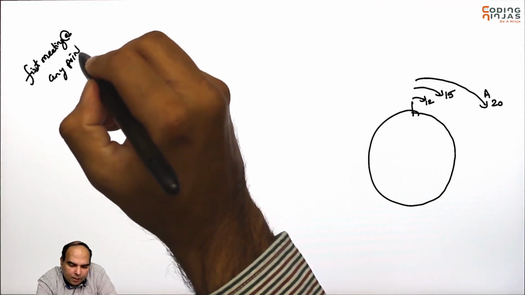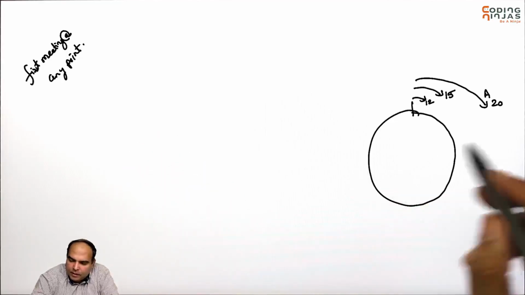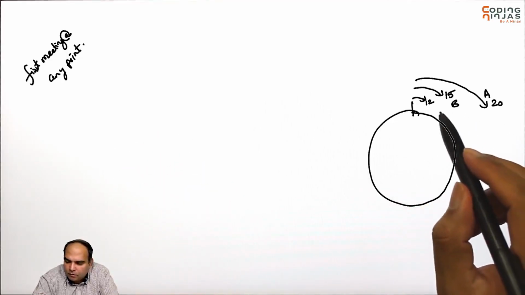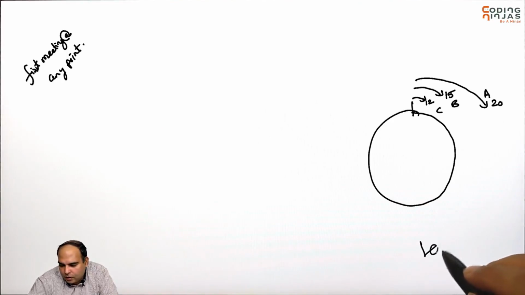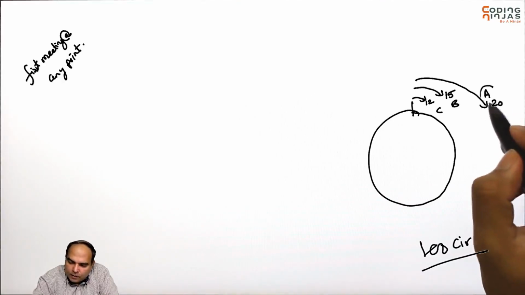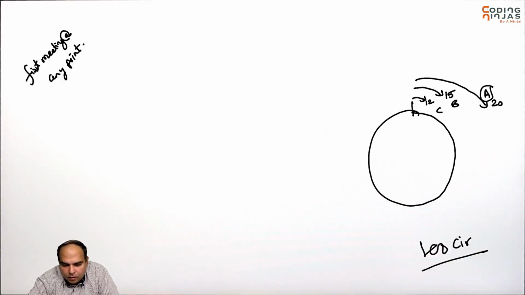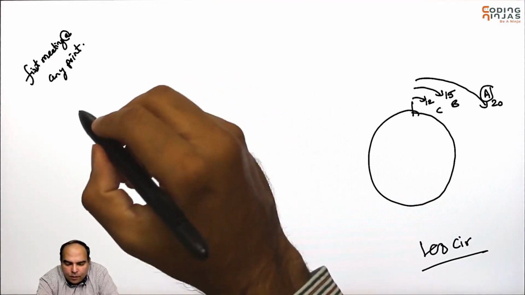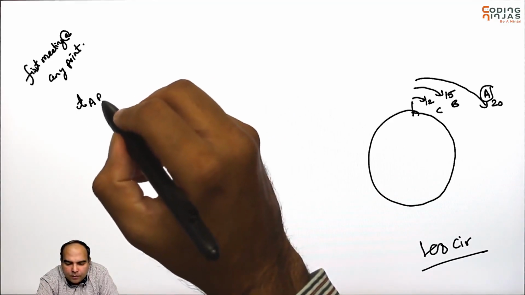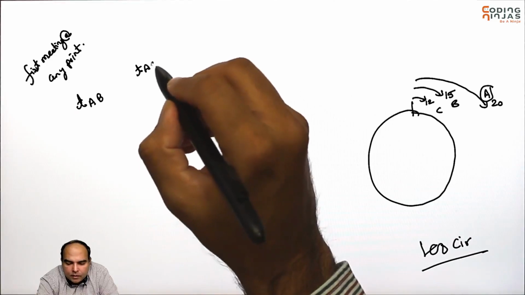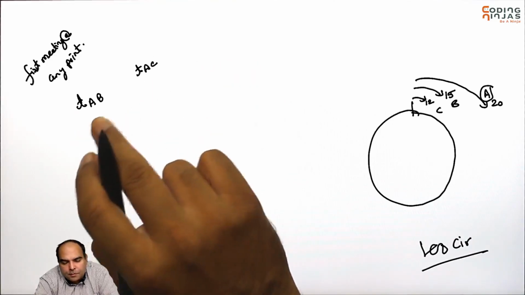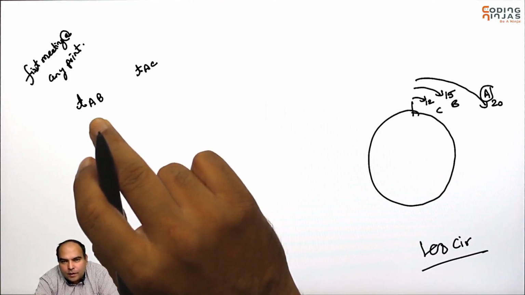So in this scenario, because A is fastest, as defined in the question, and we also know the circumference is 100 kilometers, A would be overlapping each of B and C after some time. So we can define two times, TAB and TAC. TAB is the time in which A overlaps B or overtakes B.